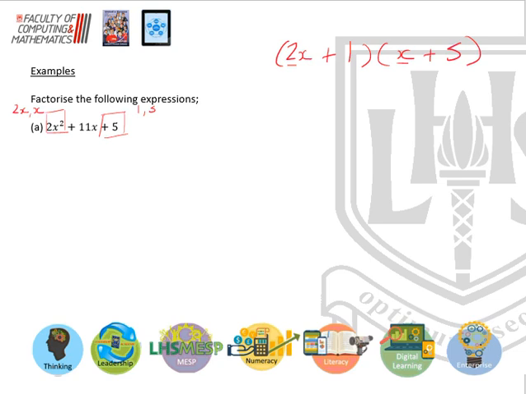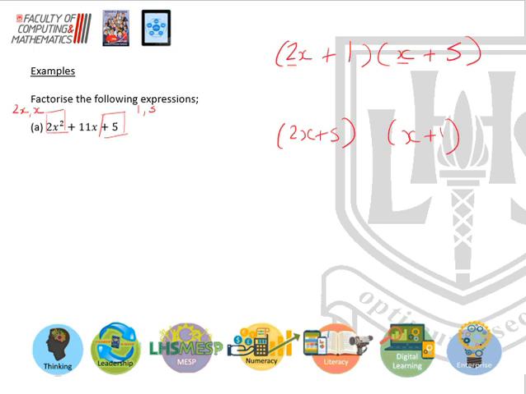The problem is, this is the simplest thing we can get. Only one pair gives us 2x squared, only one pair gives us 5. But we still have two options. Because this 2x and x is different, there's two different things it can be. It can be 2x plus 1, x plus 5, or it can be 2x plus 5, x plus 1.